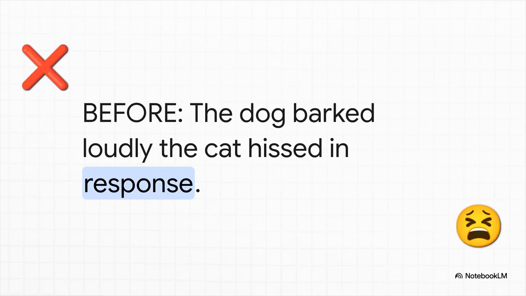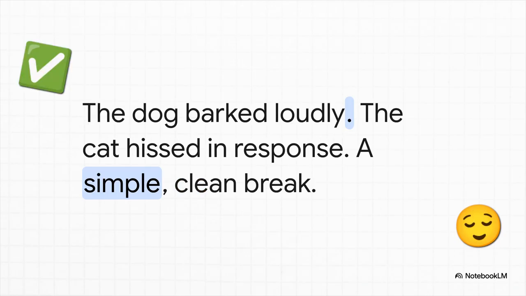Let's see how they actually work. Remember our first glitch? The dog barked loudly. The cat hissed in response. It's a classic run-on. Two complete thoughts just colliding. So here's our first and simplest fix. Just use a period. Look at that. It creates a clean break, giving each idea its own sentence, its own space to breathe. It's decisive, it's clear, and it works perfectly.